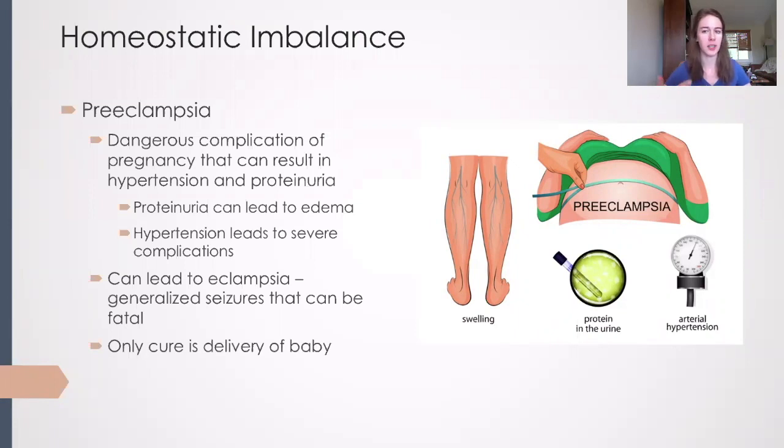But hypertension can lead to all sorts of issues. Full-on eclampsia is when a woman starts to have seizures that can be fatal to her and or the baby. The only way to cure preeclampsia or eclampsia is to have the baby. That can be, of course, dangerous if preeclampsia occurs too early on in pregnancy, because giving birth to a premature baby has all sorts of issues on its own. So that's why doctors are always regulating blood pressure and making sure that we're monitoring blood pressure regularly.